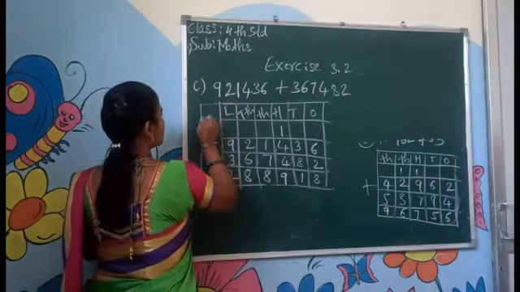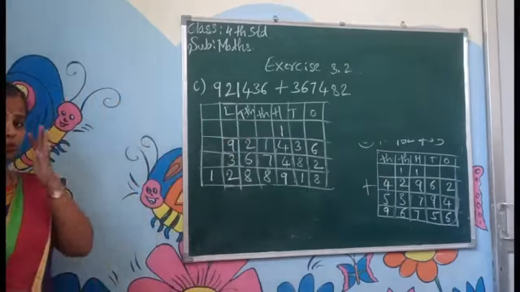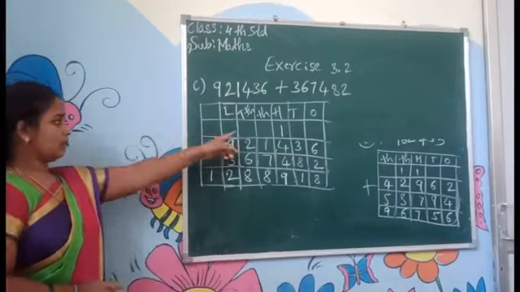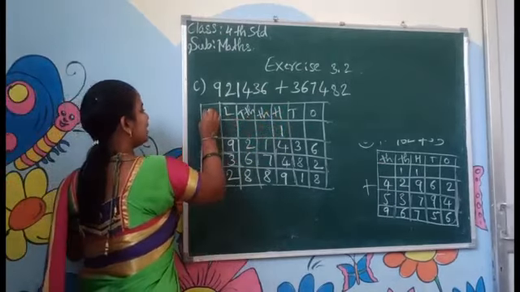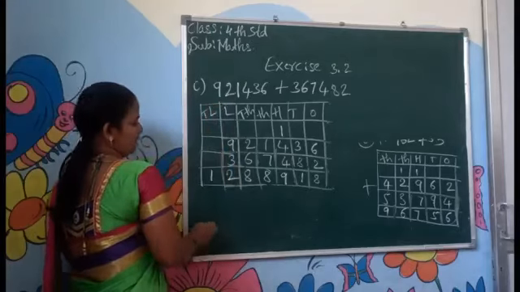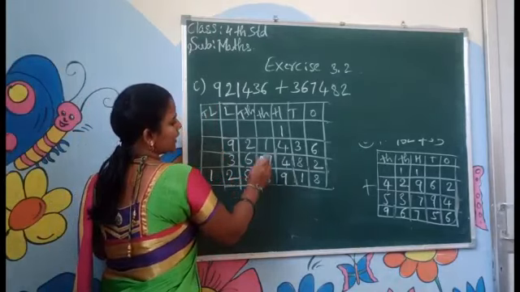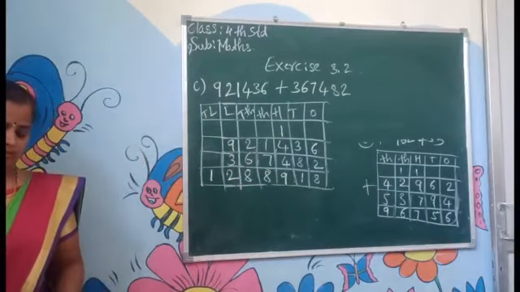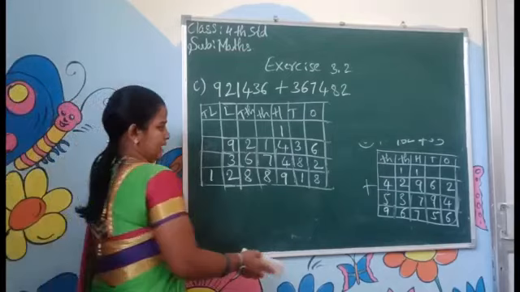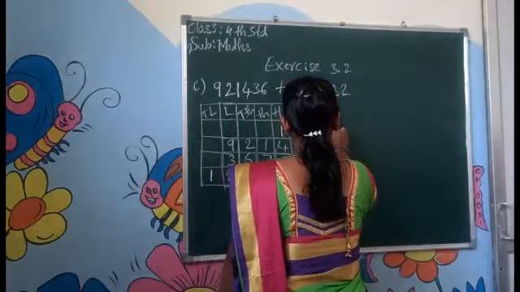Lakh. After lakh, which place comes? Remember place value. Okay. Ones, tens, hundreds, thousands, 10,000, lakh and 10 lakh. Here 12,88,918. Okay, copy it. D. The next one, D.